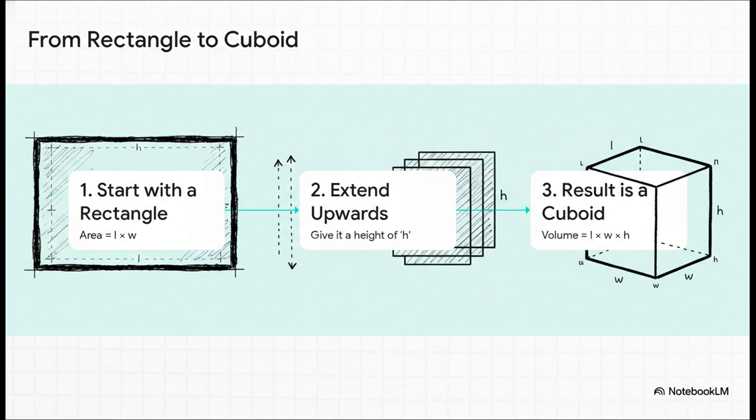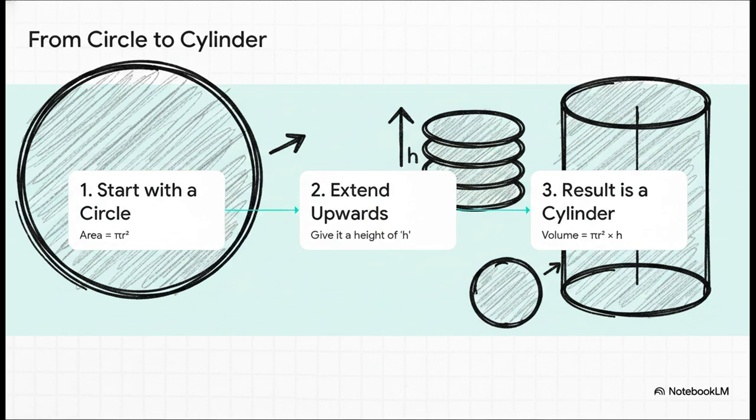Let's see that same logic in action again. We can do the exact same thing with a rectangle. Its base area is length times width. You pull it upwards by some height h and bam, you get a cuboid, like a brick. The volume is, you guessed it, the base area length times width times the height. And this is where the pattern really starts to click. Start with a flat circle on the ground. Its area is pi r squared. Now extend it straight up by a height h. You've just made a cylinder, like a can of soda, so its volume is just the area of that circle, pi r squared, multiplied by the height. See? It's the same trick every time.